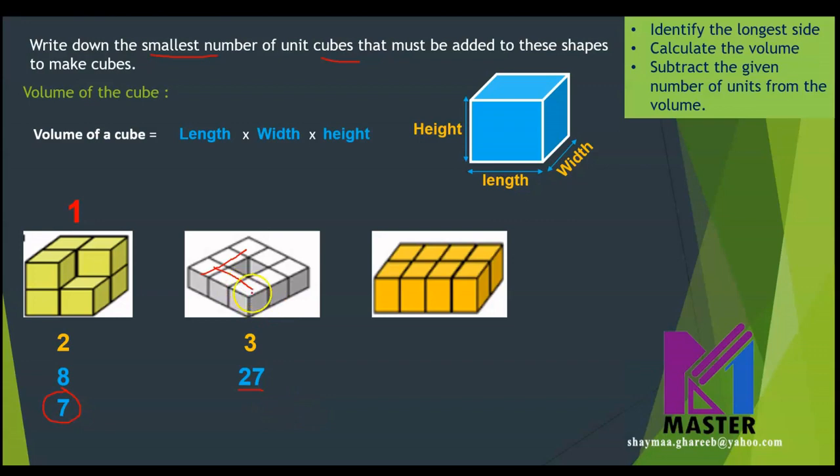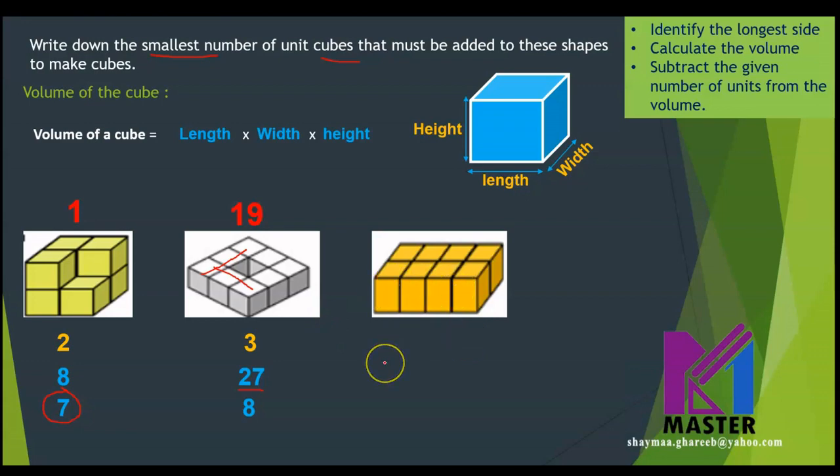Find how many cubes you can see in this shape, or how many cubes are there in this shape. 1, 2, 3, 4, 5, 6, 7, 8. So there are 8 cubes in this shape. So how many cubes are missing? I will subtract the 8 from the 27. So 27 minus 8 equals 19. So I need 19 more cubes to complete this shape to be a cube.